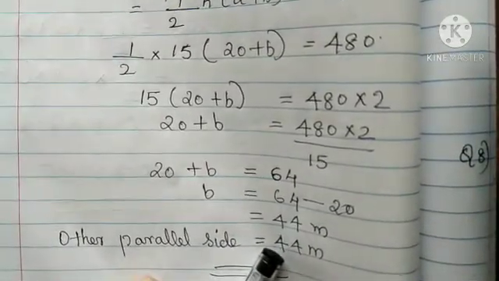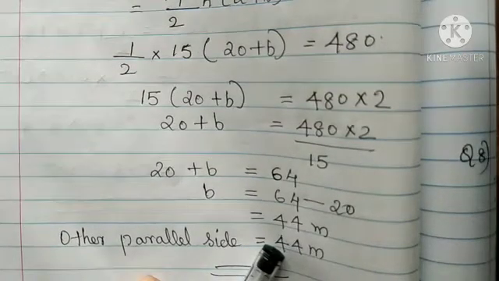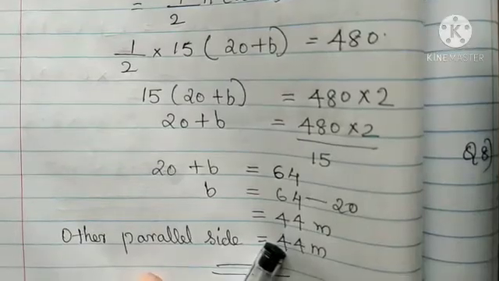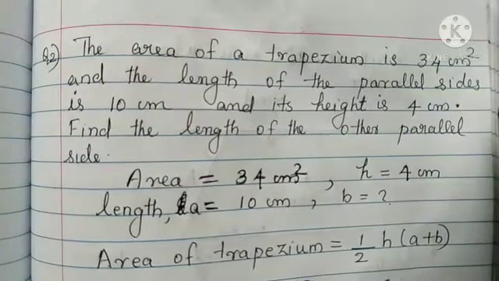So the other parallel side is 44 meter. Here one of the parallel sides we found. Again, one more problem from the same section.